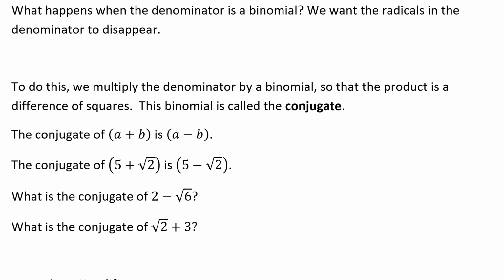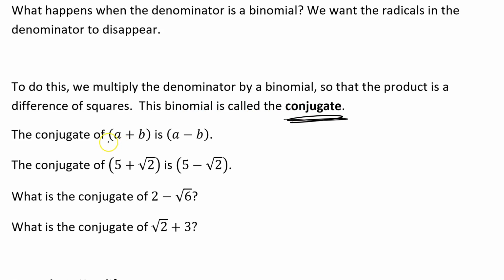So this is all fine and dandy when you have a monomial as your denominator, but what happens when the denominator is a binomial, so you have two? Well, we want the radicals in the denominator to disappear. We've had success with that before when we use the conjugate. So to do this, we multiply the denominator by a binomial so that the product is a difference of squares. This binomial is called the conjugate.